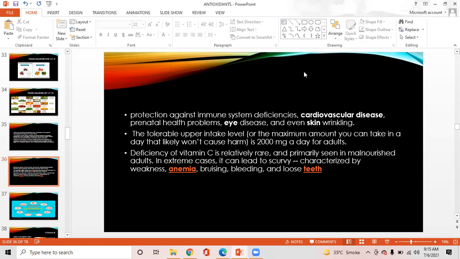Deficiency of vitamin C is relatively rare and primarily seen in malnourished adults. In extreme cases, it can lead to scurvy, which is characterized by weakness, anemia, bruising, bleeding, and loose teeth.